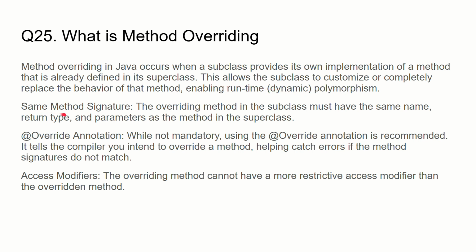So here the method signature is the same. The overriding method in the subclass must have the same name, same return type, and same parameters as the method in the superclass. We can use the @Override annotation. While it is not mandatory, using it is recommended. It does two things: it tells the compiler that you intend to override a method, and it also helps in catching the error if the method signatures do not match. In terms of access modifier, the overriding method cannot have a more restrictive access modifier than the overridden method.